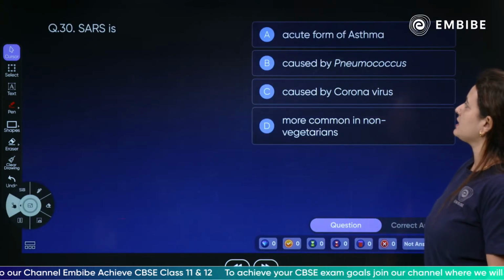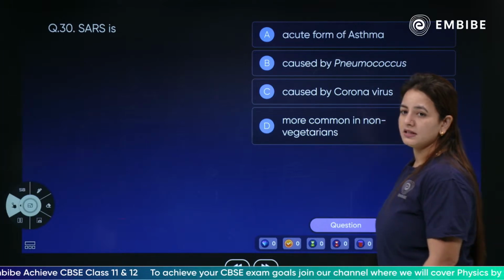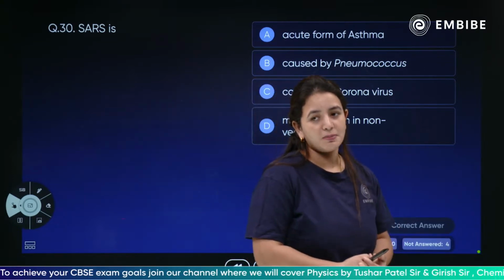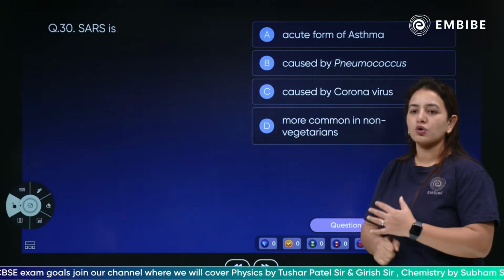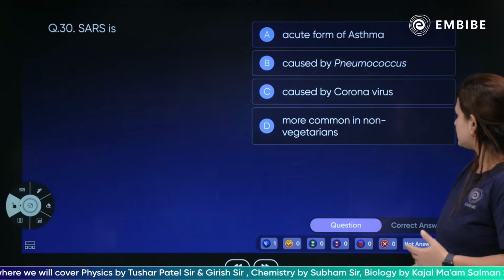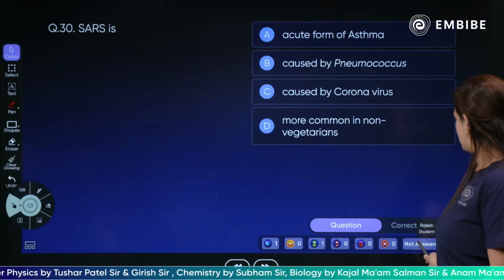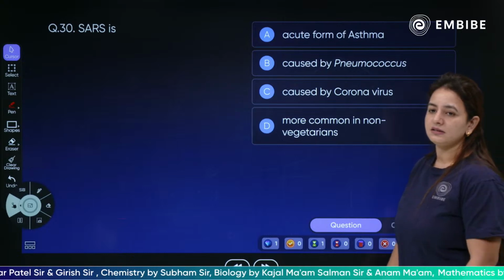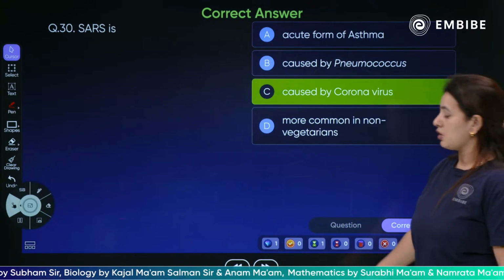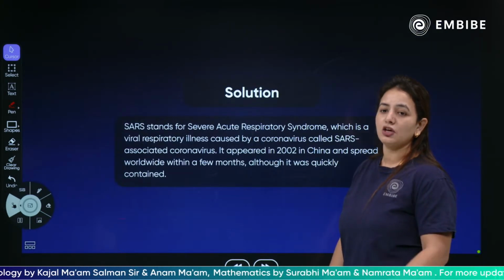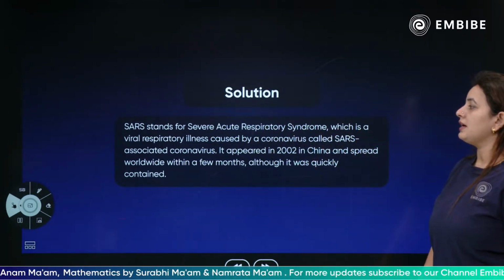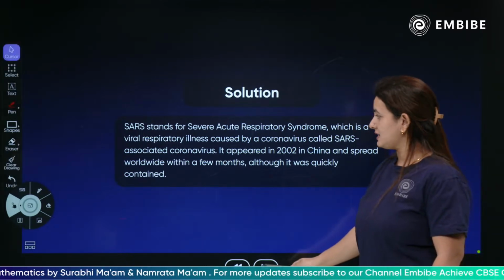Next, SARS. You know, a whole pandemic occurred because of this. What is SARS? Caused by coronavirus, caused by pneumococcus, caused by acute asthma, most common in non-vegetarians? Quickly tell me. Yes, it is caused by the coronavirus, which basically affects your respiratory system, severe acute respiratory syndrome. It is caused by the coronavirus and is called SARS.